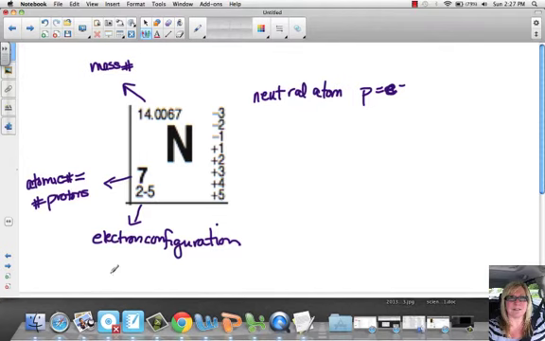The last number is the valence electrons, the electrons in the outermost shell, and everything before it is considered the kernel, the inner electrons.